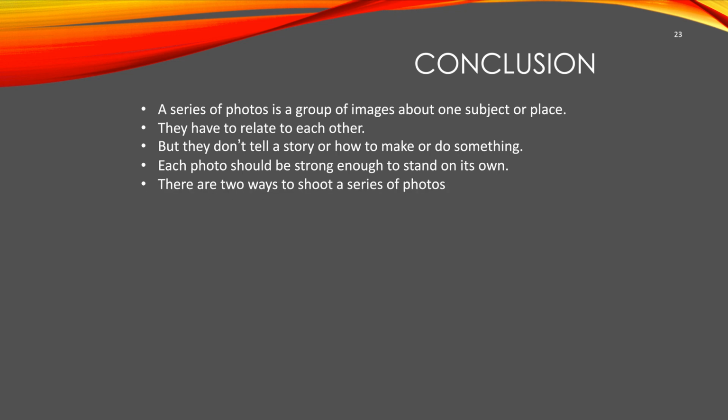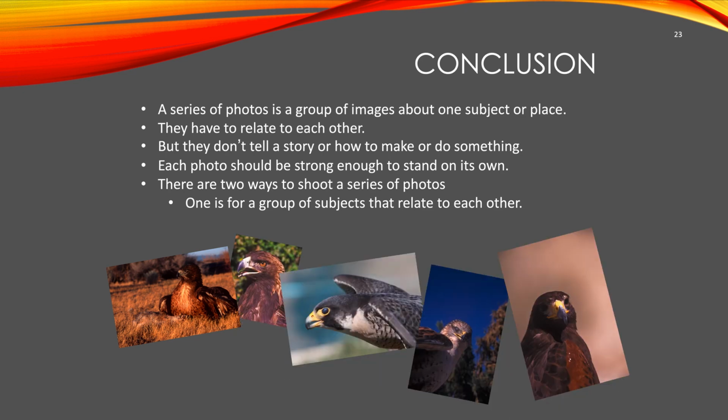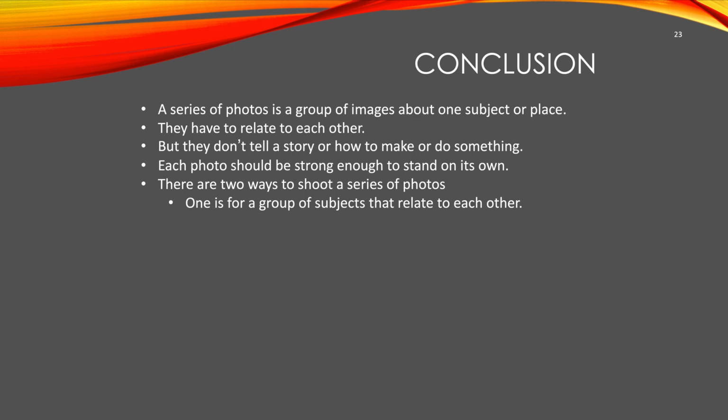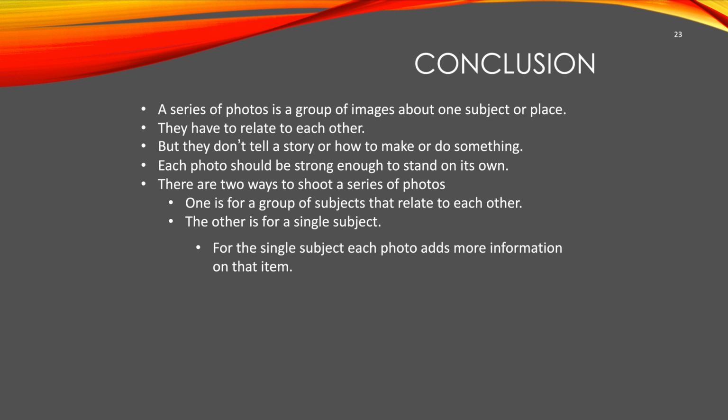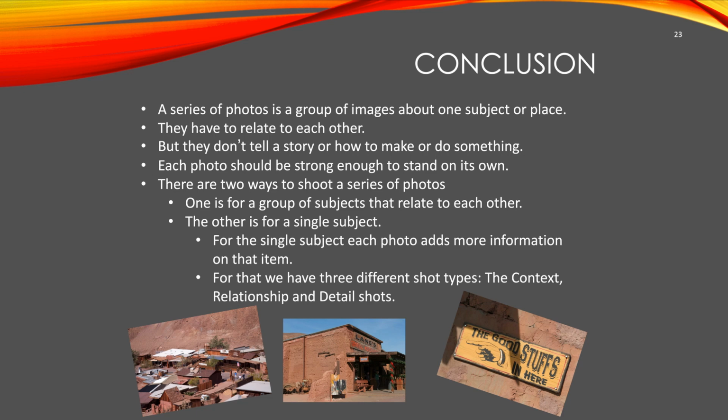Now there are two ways to shoot a series of photos, like I've said. One is a group of subjects that relate to each other, such as the hawks. And the other one that we're going to work with is for single subjects. And for single subject, each photo adds more information on that item. So we're giving you more detailed information about our single subject that we photographed. For that, we have 3 different shot types from left to right: the context, and then the relationship, and then the detail shots. It's just these from Calico.